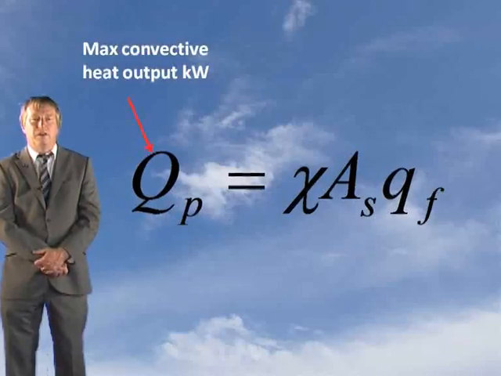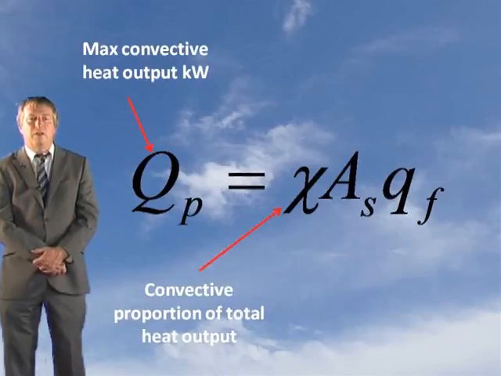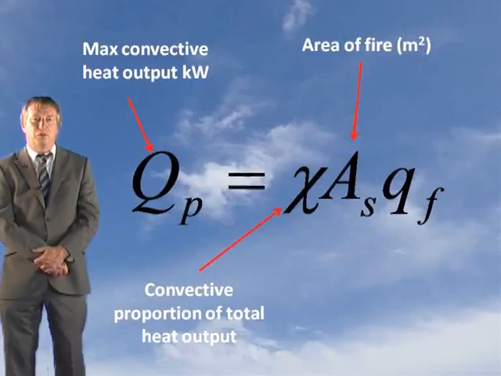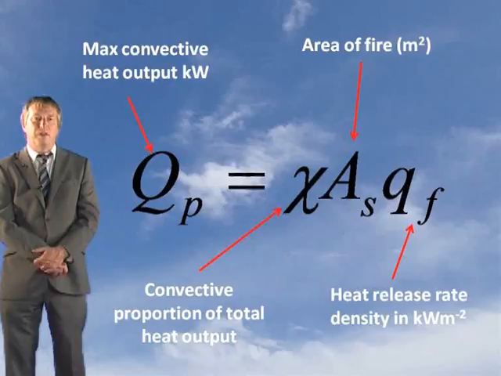QP is the maximum expected convective heat output measured in kilowatts. Chi is the convective proportion of the total heat output, and AS is the area of the source fire in square metres. Little qf is the heat release rate density in kilowatts per square metre.